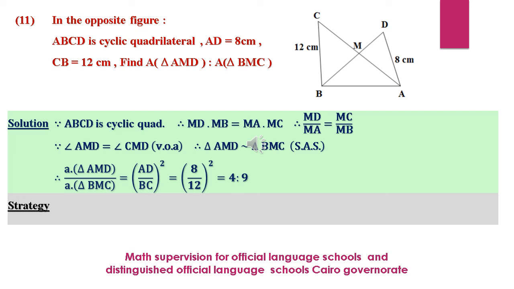Now we have here a cyclic quad, therefore the measure of angle C equals the measure of angle D, and also the measure of angle CBM equals the measure of angle DAM. In the two triangles, MBC and MAD, we have two angles equal in both triangles, therefore the two triangles are similar. As a result of similarity, the ratio between the areas of these two similar triangles equals the square of the ratio between two corresponding sides, which is 8 over 12 all to the power 2, which will be 4 to 9.